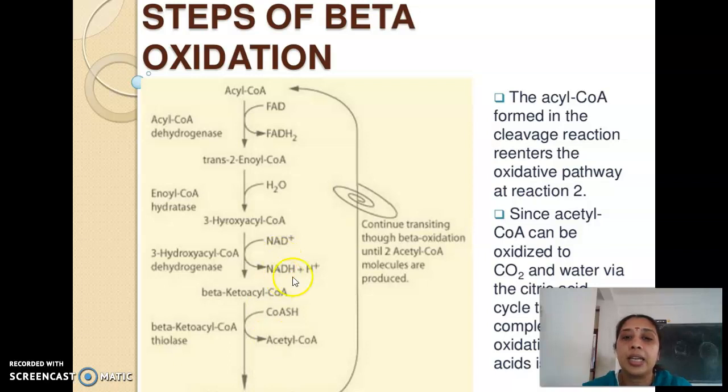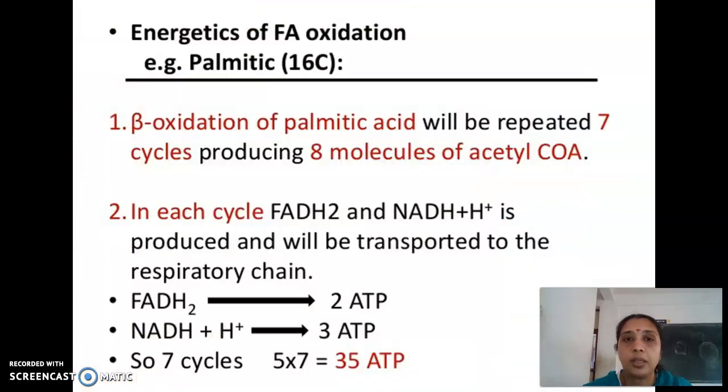Right? And NADH enters the electron transport chain. FADH2 also enters into electron transport chain. So this is beta oxidation. I think you have followed the reaction.